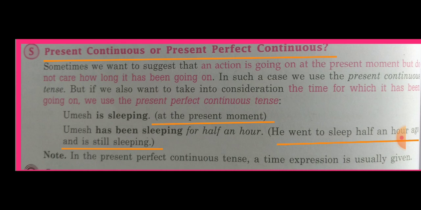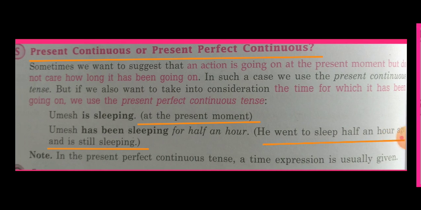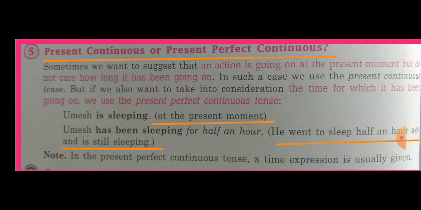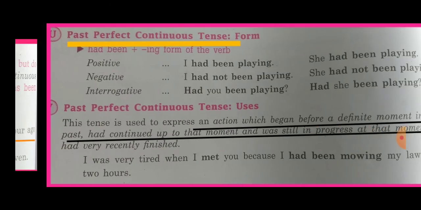Like, Umesh is sleeping. Here at the present moment he is sleeping, but we don't know from which time he has been sleeping. But, Umesh has been sleeping for half an hour. Here we have the point to know that he went to sleep half an hour ago, means the action started in past and is going on at present also. So here we will use present perfect continuous tense.